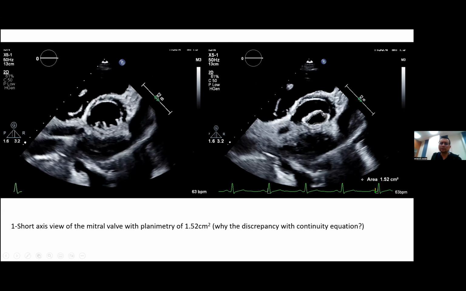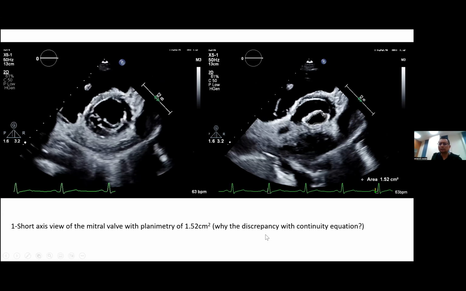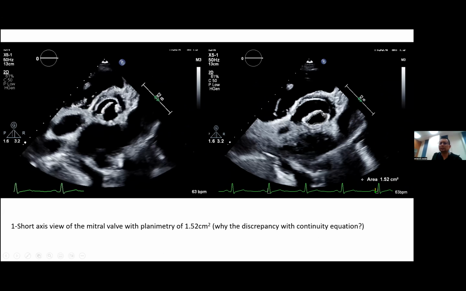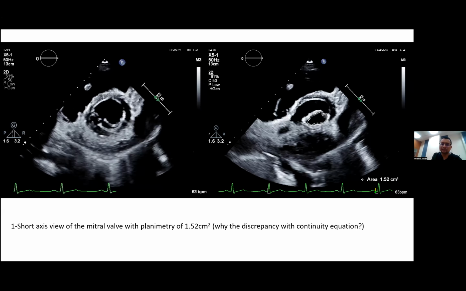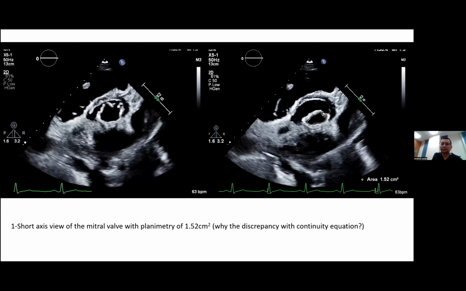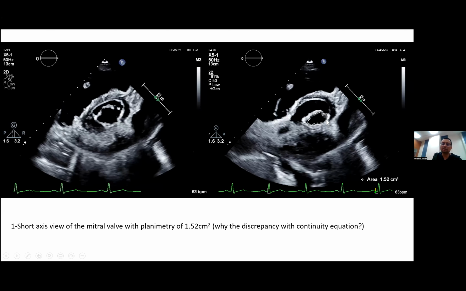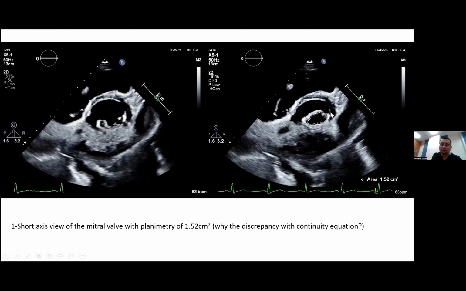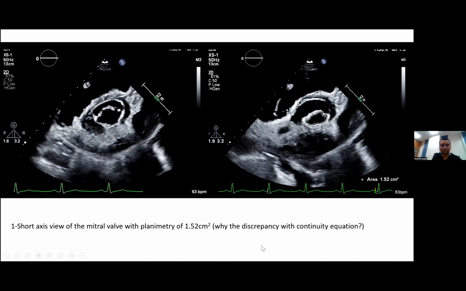You will ask yourself, how come the mitral valve area is 1.52 centimeters squared, but the patient is symptomatic and the mean gradient across the mitral valve is 11 millimeters of mercury? It doesn't make sense. Okay, only when you realize that the obstruction is not here, the obstruction is at the base of the mitral valve, then you know that this is not important. The important part is the base, where the ring is a problem. Okay.